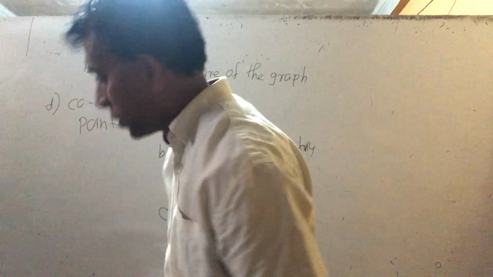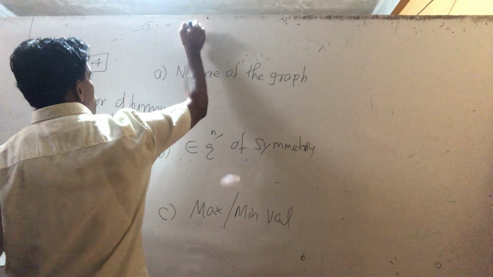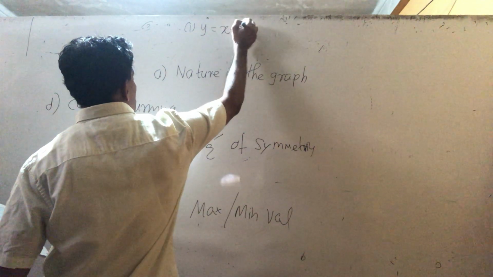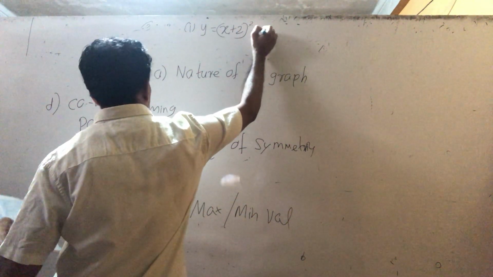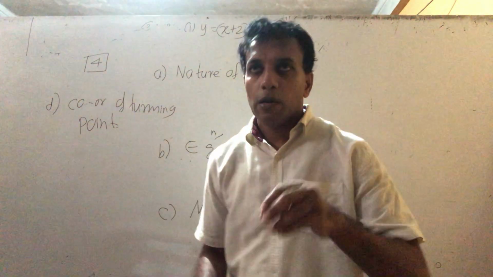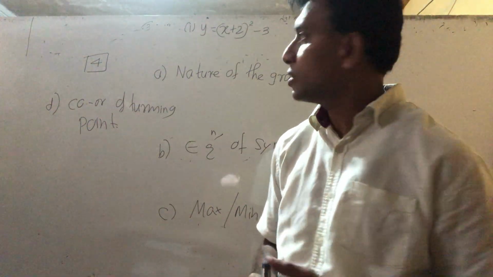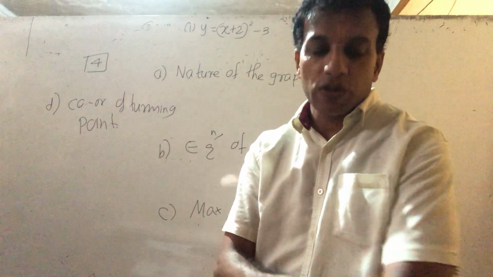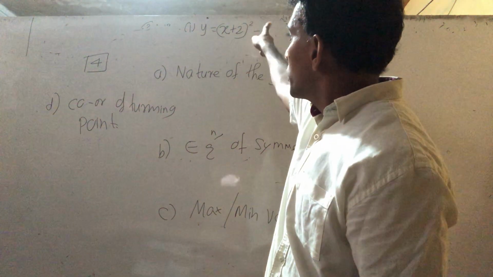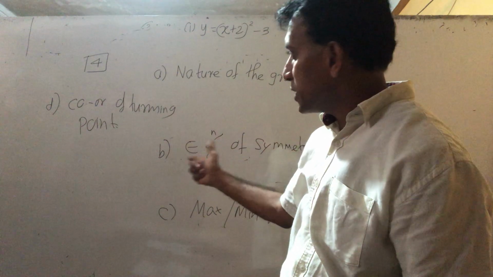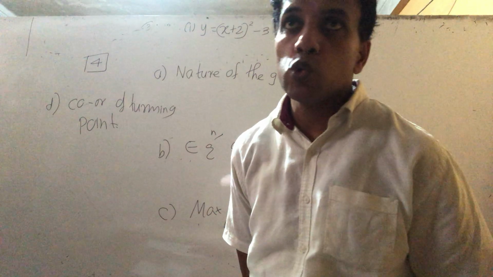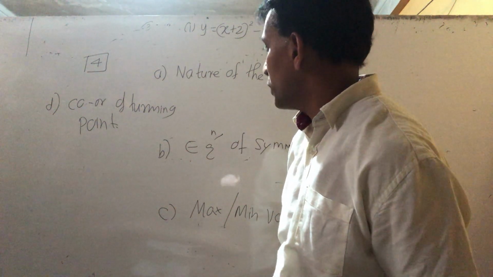Okay, I take the first question. y equals (x plus 2) squared minus 3. It's a very important part. This comes in Paper 1 of O/L maths, the without-drawing questions. One of these parts they may ask in the future, you can see past papers. So for this graph, we write these A, B, C, D parts.